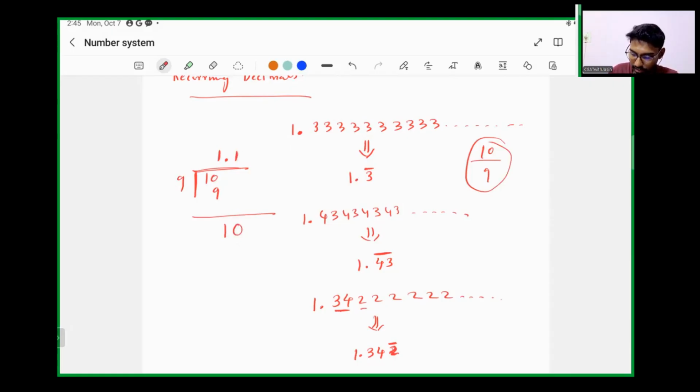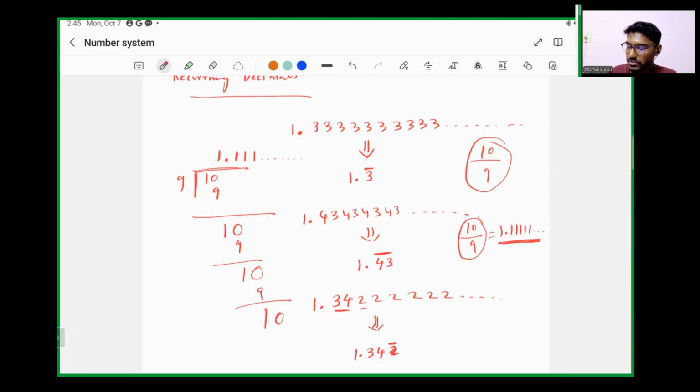Then again, you are getting 1. 1 into 9 is 9. You are getting again remainder as 1. Then you will put a 0 here. Again, 1 into 9 is 9. Again, remainder is 1. You will put a 0 here. So this is going like 1.11111 like that. So you understood that 10 by 9 is actually 1.11111 like that. So this is a recurring decimal. And this 1.1111 is actually 10 by 9.